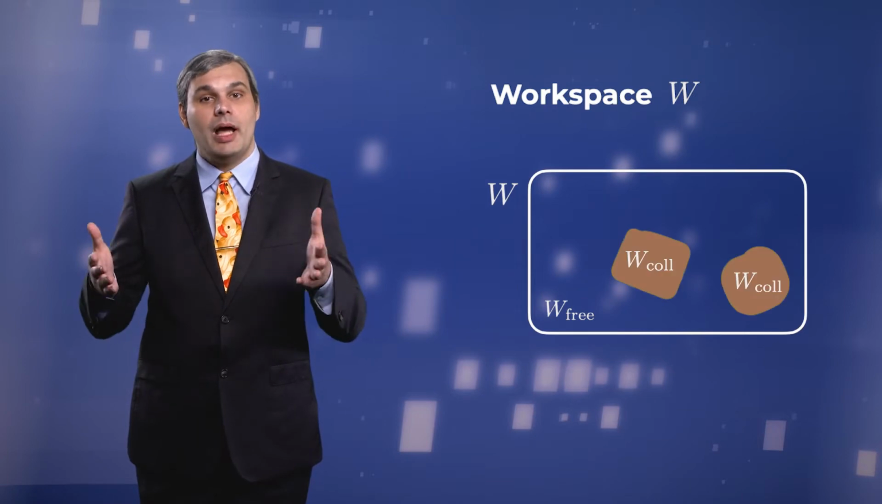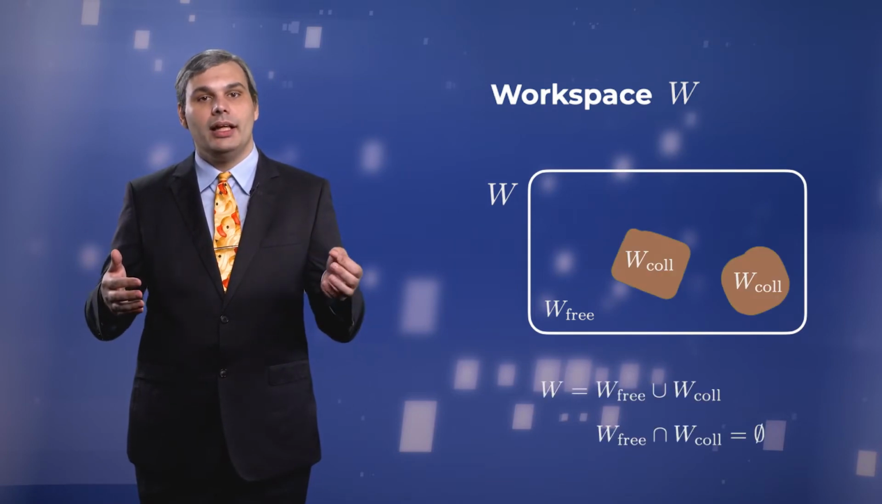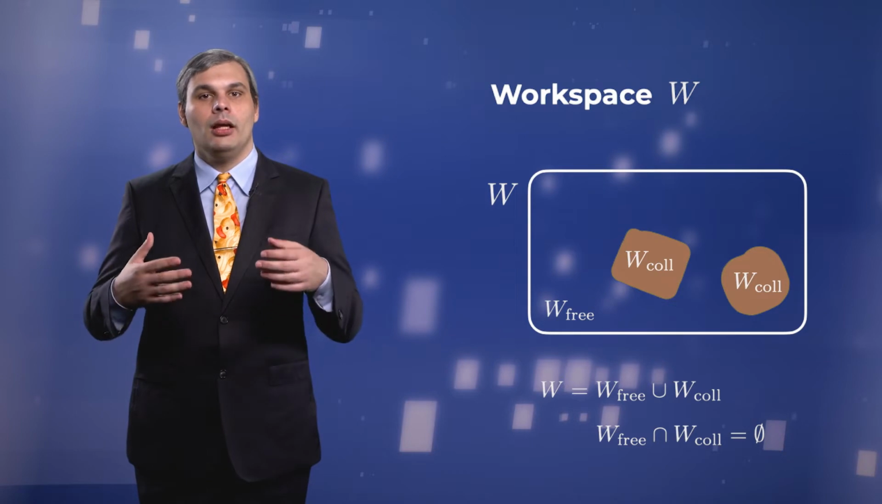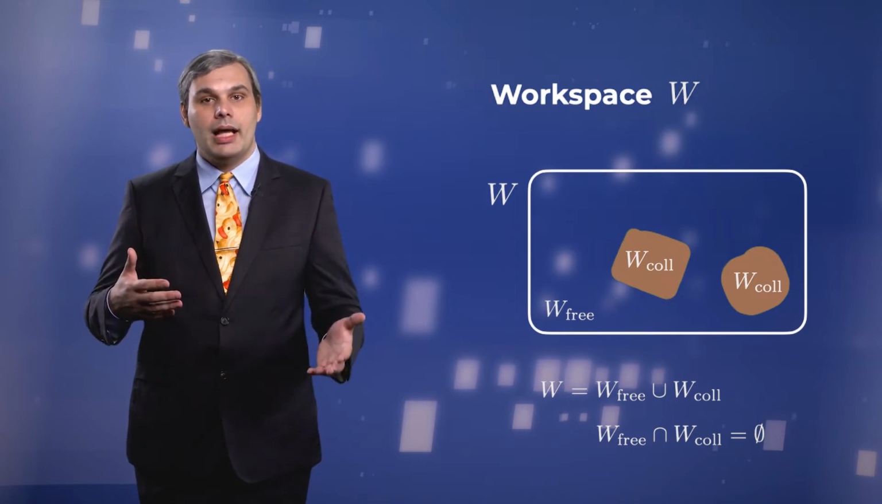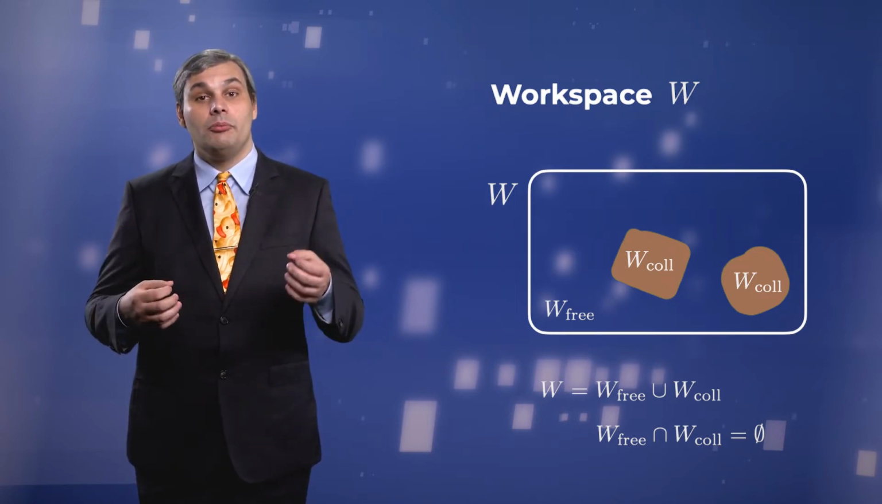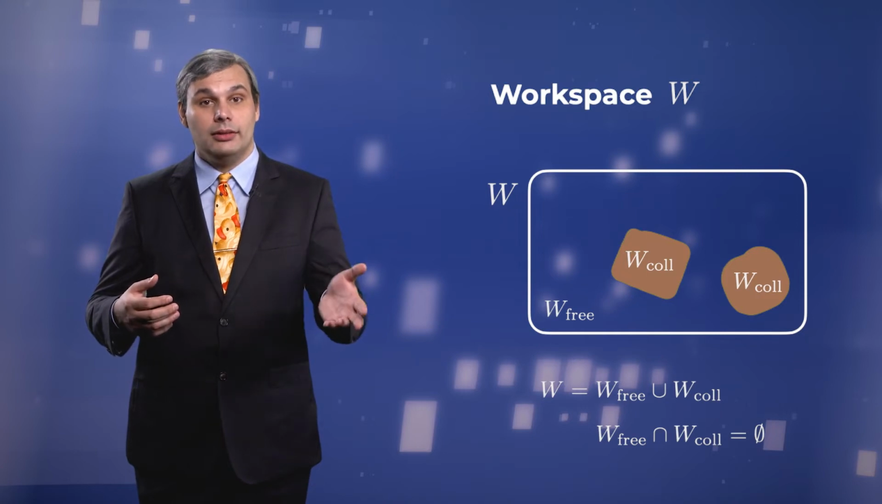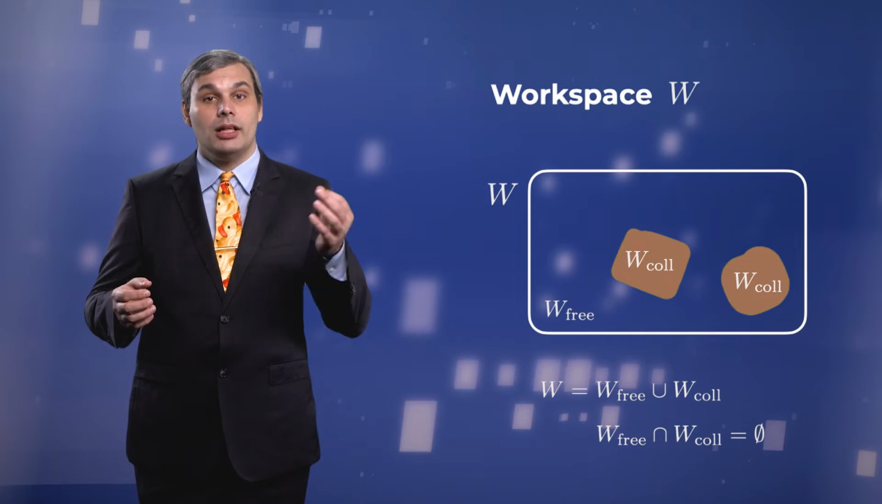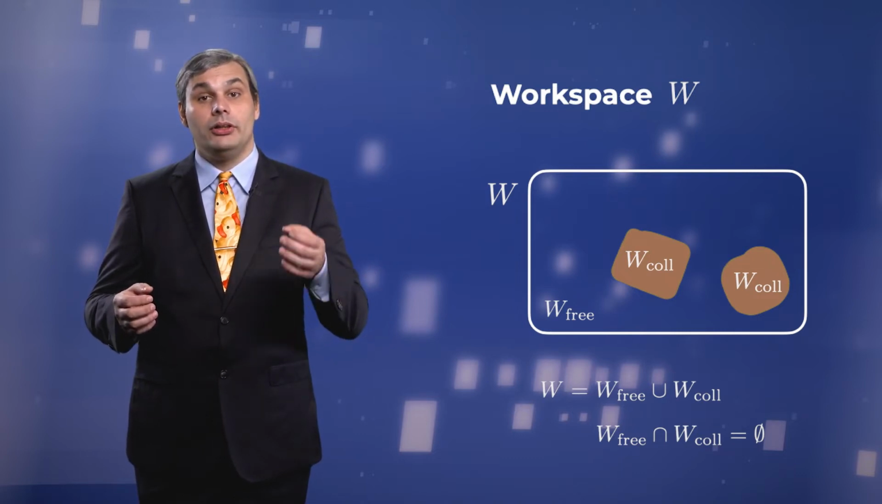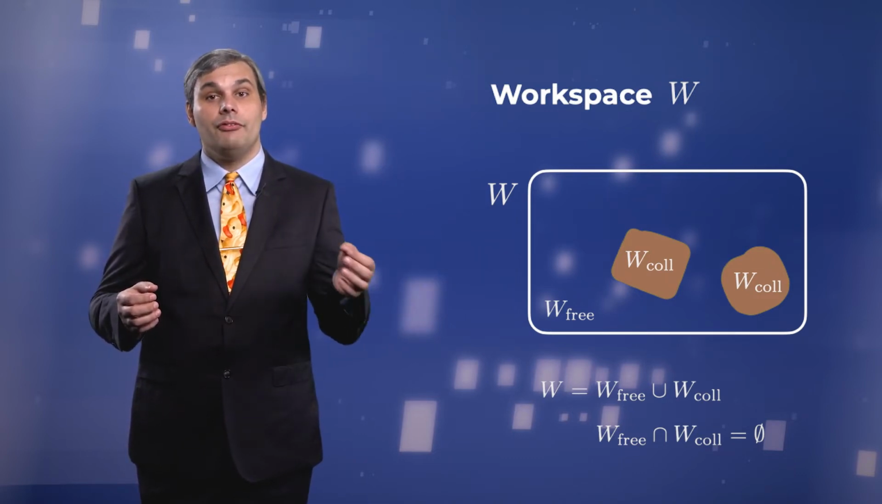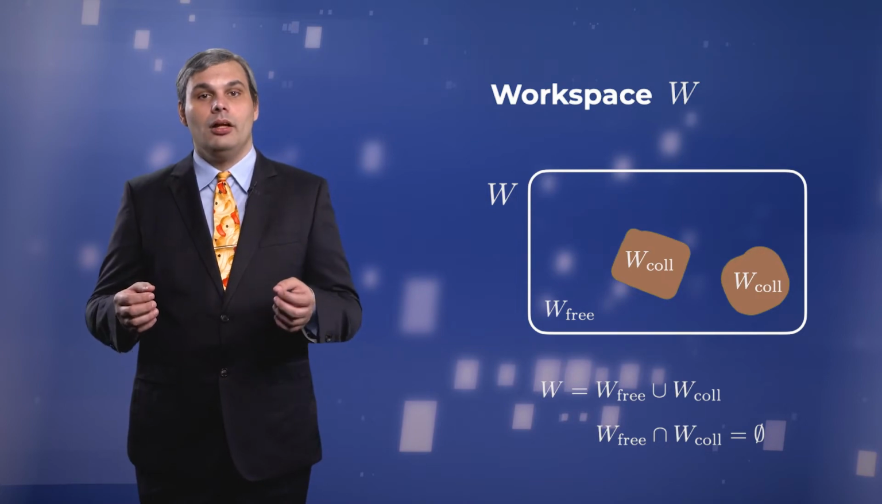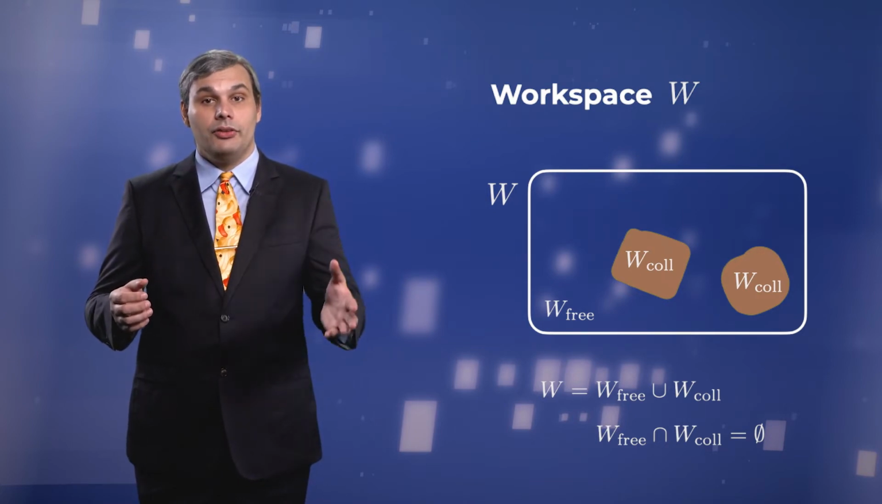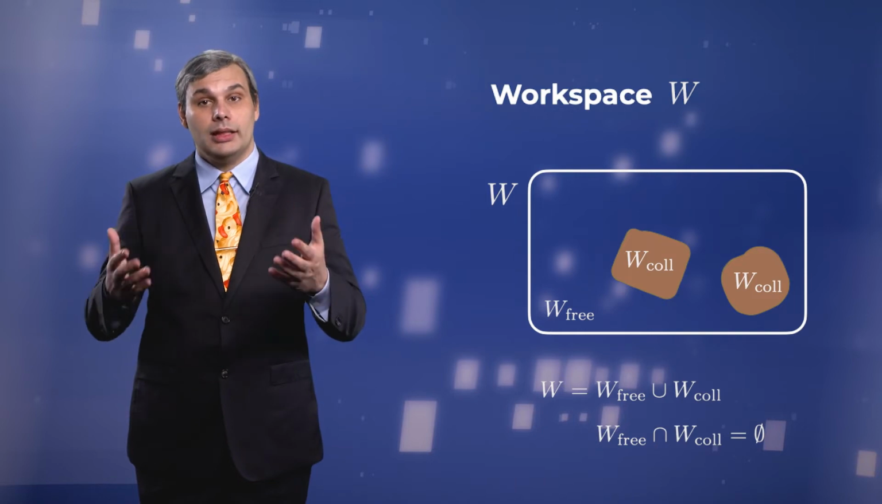We partition the workspace into two subsets, W-free and W-collision. W-collision is a subset of the workspace that is occupied by obstacles. W-free is the subset that is free of obstacles. This partition can be described by a function from the workspace to the booleans, returning true if the point is inside an obstacle and false if it is not. This partition is all we need to consider for the environment if our goal is to avoid obstacles.